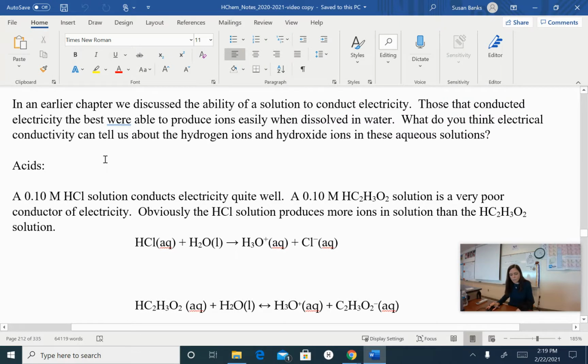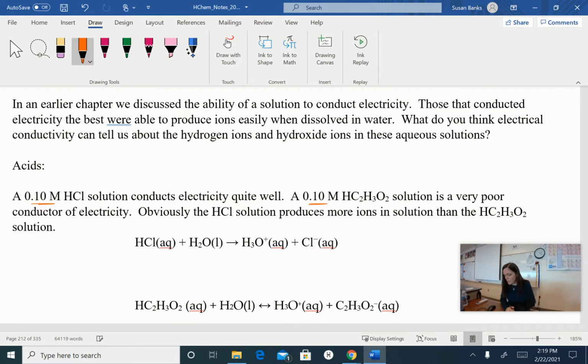If I have a 0.1 molar, remember molar is moles per liter, hydrochloric acid solution, it will conduct electricity very, very well, okay? A 0.1 molar, notice the strength here is the same. A 0.1 molar solution of acetic acid, though, does not conduct electricity very well. So they're the same strength. So why does one conduct electricity really well and the other not? Obviously, the hydrochloric acid solution produces more ions than the acetic acid solution does.